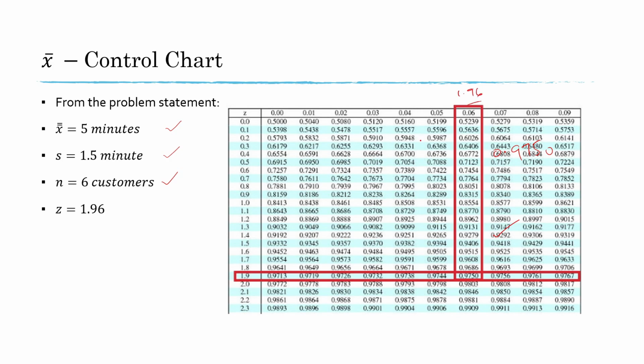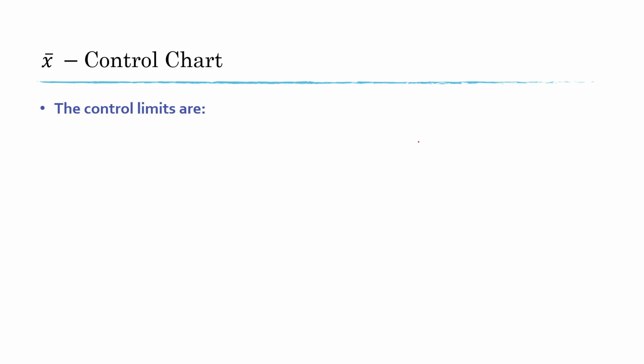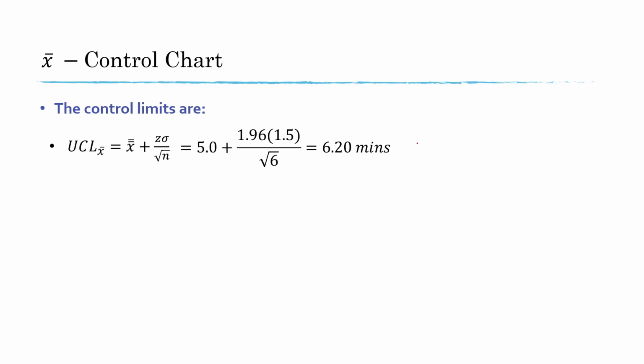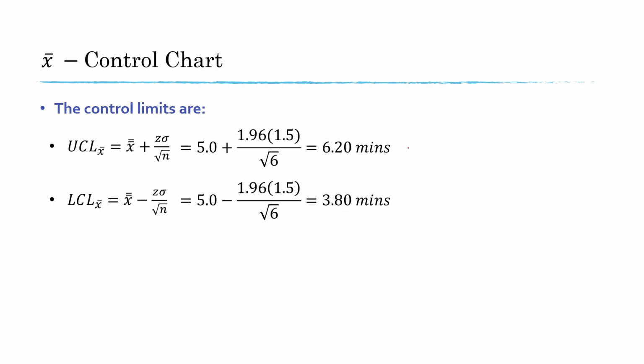Now we calculate the upper and lower control limits for the X-bar chart. This is how we calculate the upper and lower control limit of X-bar charts. The value for the upper control limit is 6.2 minutes and the value for the lower control limit is 3.8 minutes.